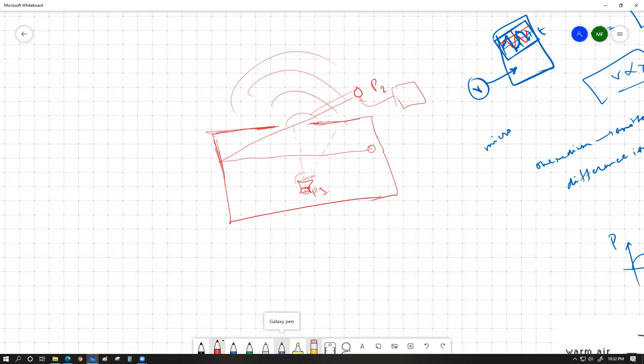That's why I changed my person one position. I didn't place him over here, so that reflection could not be a significant factor in my experimental process. Is that clear?